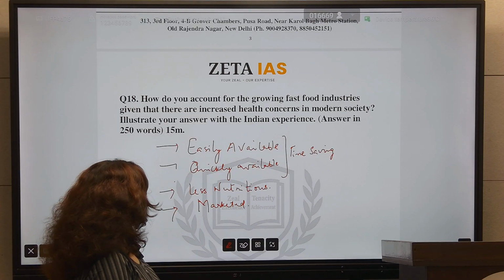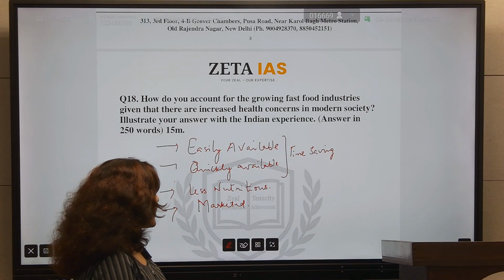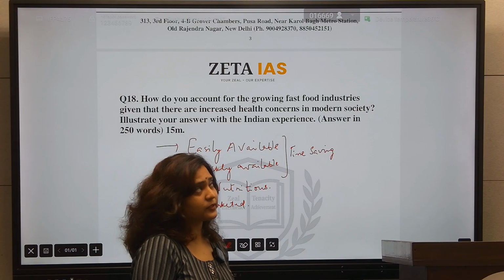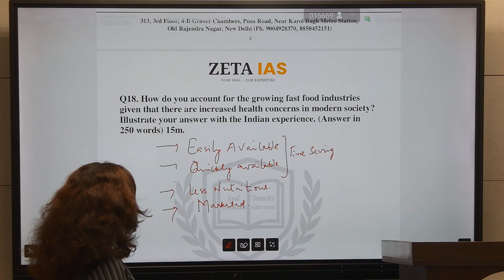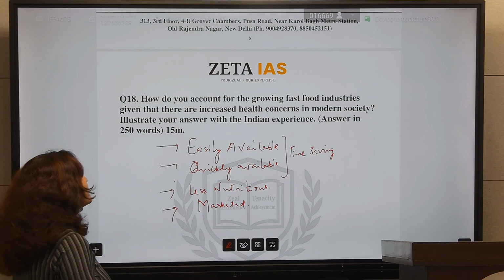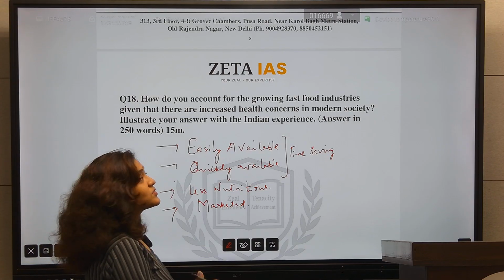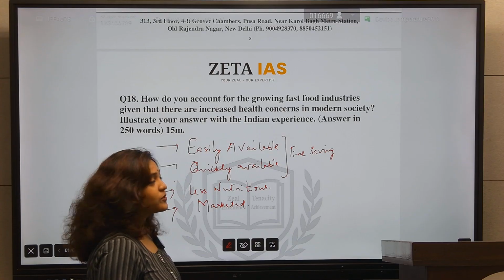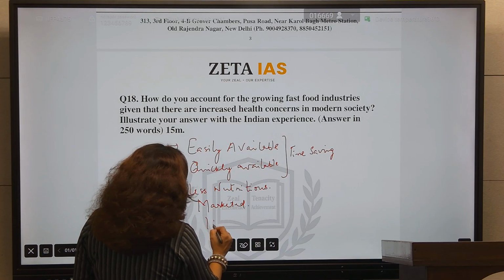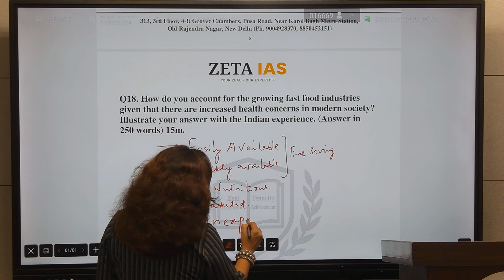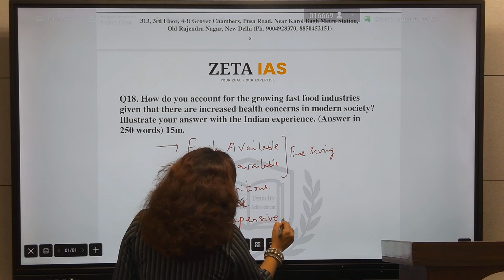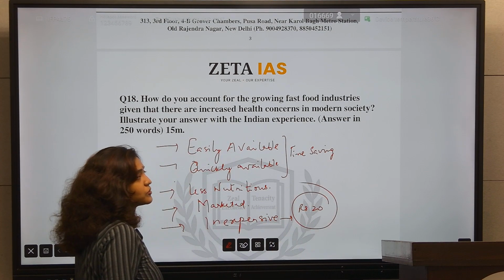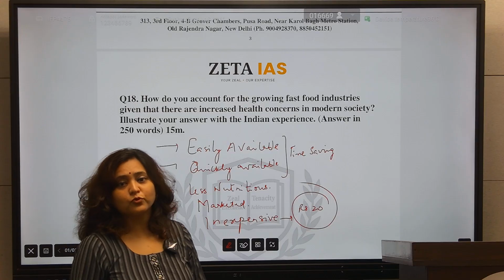I'm repeating, anybody who was reading the newspaper would not have found it difficult. Coming back to the question again, it is easily available, it is quickly available, so it is time saving, it is less nutritious, it is marketed, it is also inexpensive. Now this is the main reason, that it doesn't cost much. A rupees 20 burger can fill your stomach for another 2-3 hours. So this is the first go-to option.